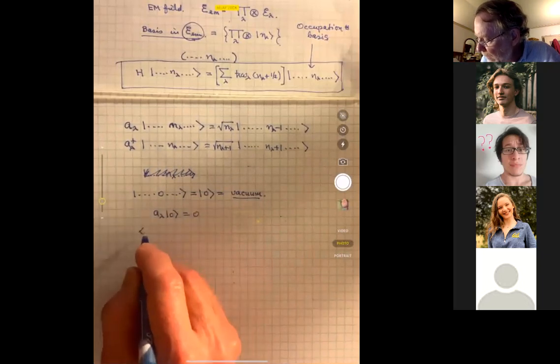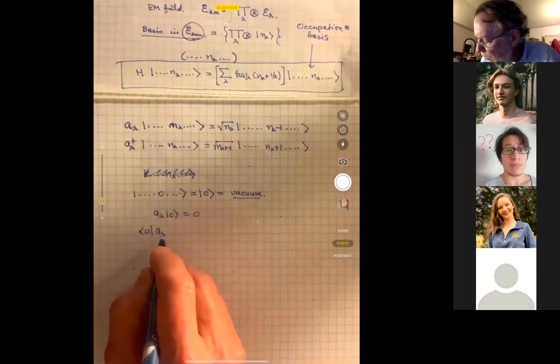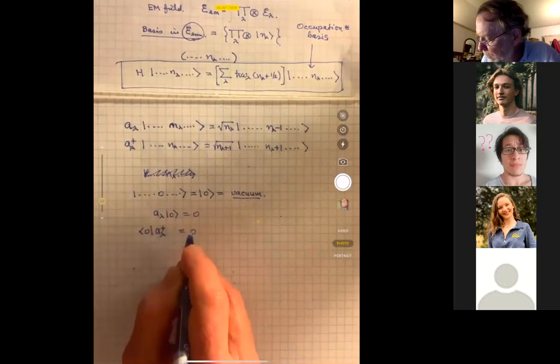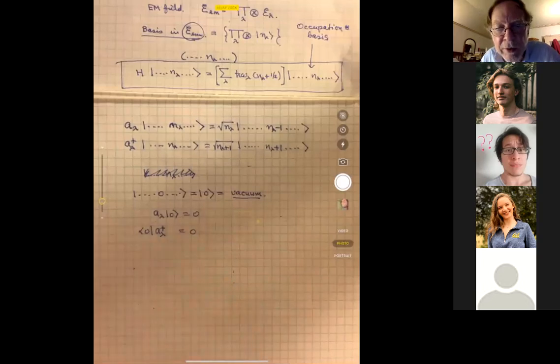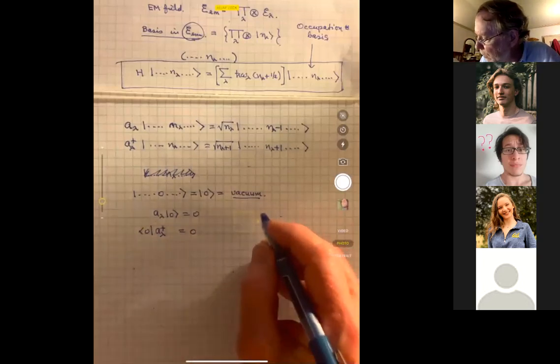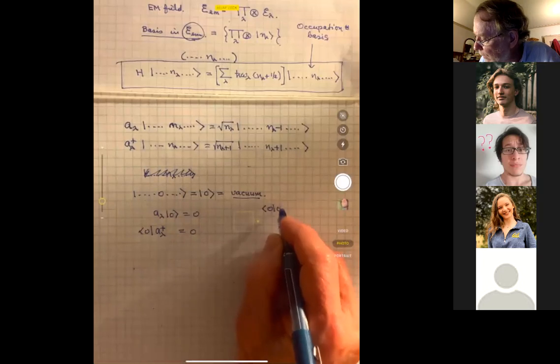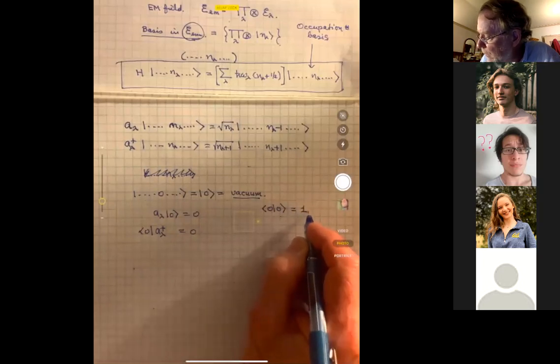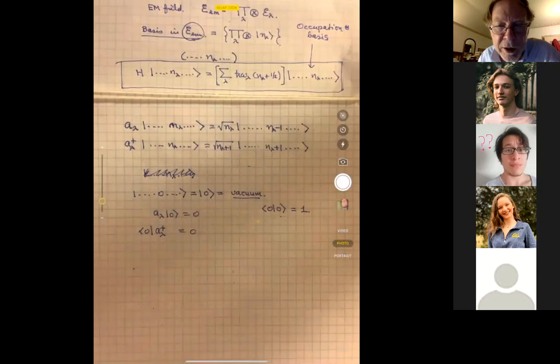And likewise, the vacuum bra, if you apply a creation operator to it, you get zero because they are just Hermitian conjugates of each other. The vacuum, by the way, is a normalized state. Zero scalar product with zero is equal to one, just like it is for harmonic oscillators. That's all. It's just the ground states of all the harmonic oscillators. So it's a normalized state.